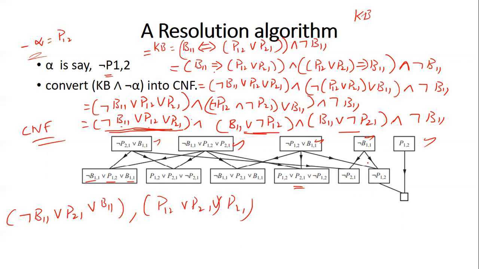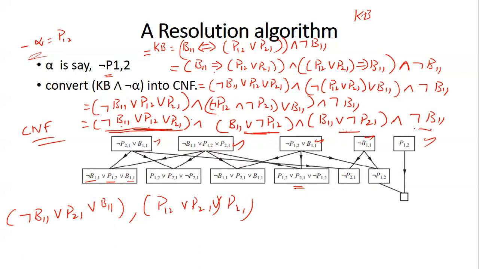So that can also be written separately. When you apply resolution between not B11, this and this, you cannot apply resolution because this is also not, this is also not. So that is not possible. Now we'll go to the next one. When you apply resolution between this and this, this is also not possible because there are no negated things.